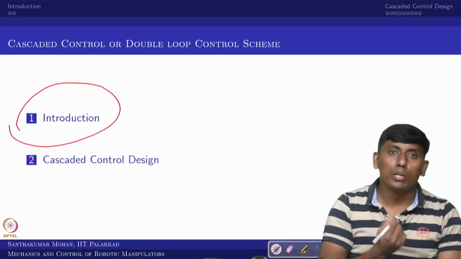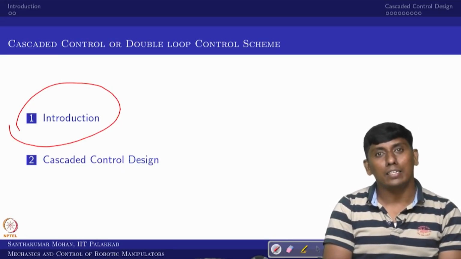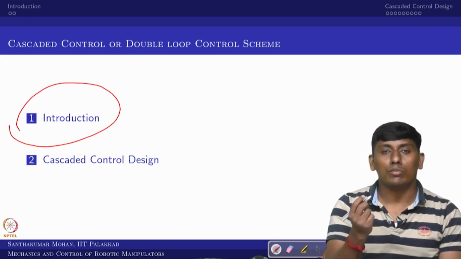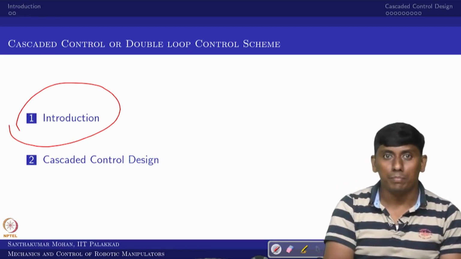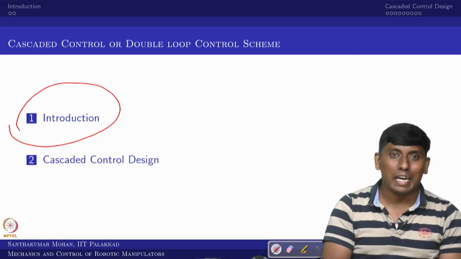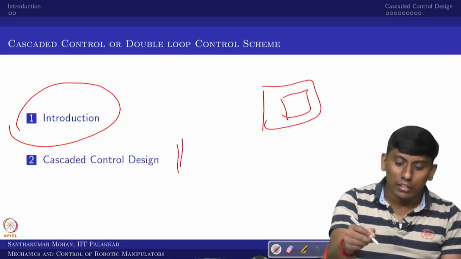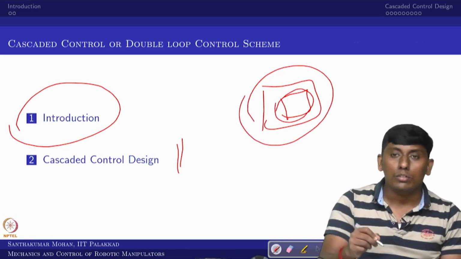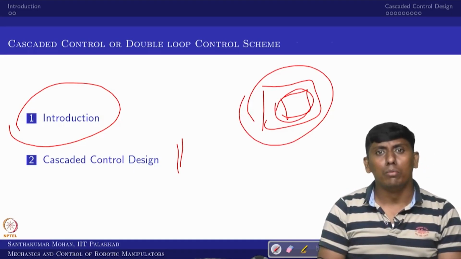Some people call this cascaded because it is a dual loop. We call it cascaded because we control the velocity based on the position control output. So it is two combined things, the inner and the outer loop, which is why it is called cascaded. We will see it in a little more detail.